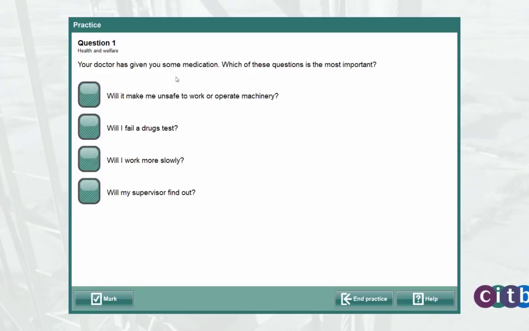Your doctor has given you some medication. Which of these questions is the most important? Will it make me unsafe to work or operate machinery? Will I fail a drugs test? Will I work more slowly? Will my supervisor find out?